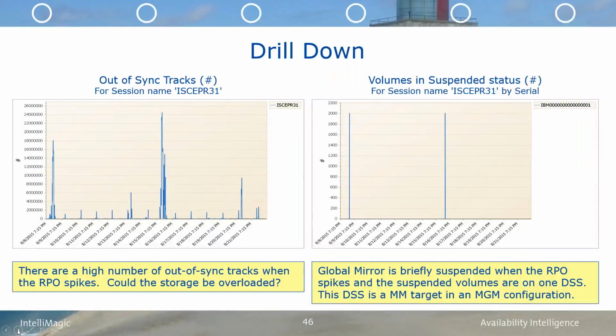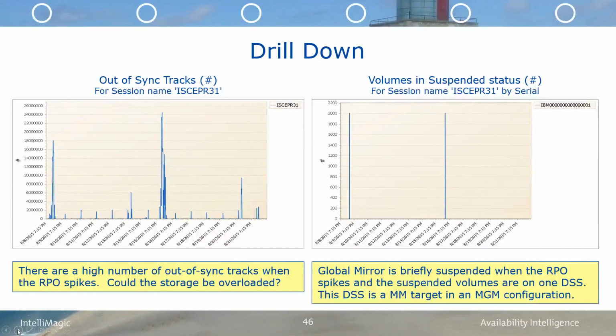So from that slide, we can easily drill down and see the spikes in out-of-sync tracks. So we do see a high number of out-of-sync tracks when the RPO spikes. Maybe the storage is overloaded. That's one possible cause. We also see that global mirror is briefly suspended when the RPO spikes, and the suspended volumes are all on one DSS, one disk storage system.